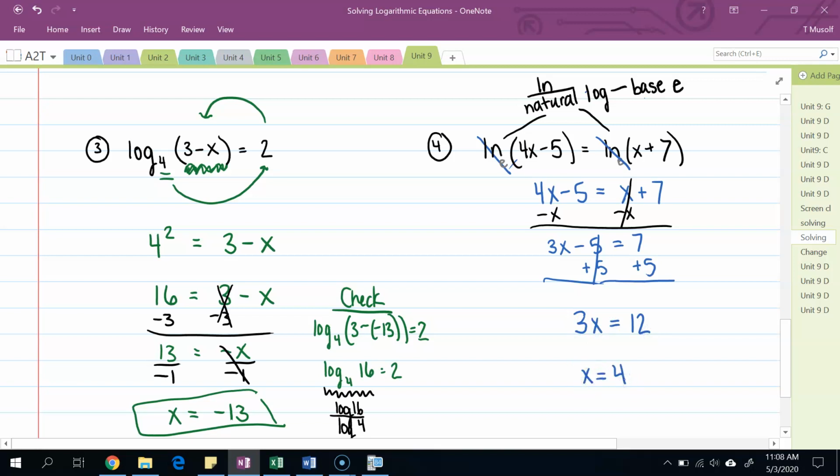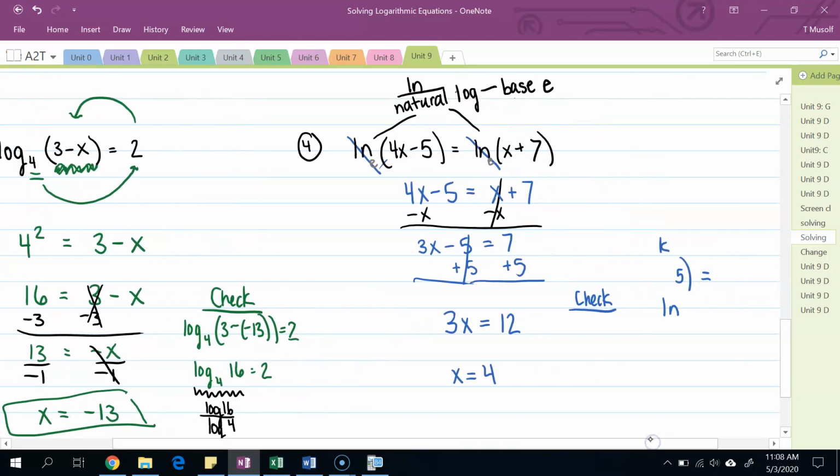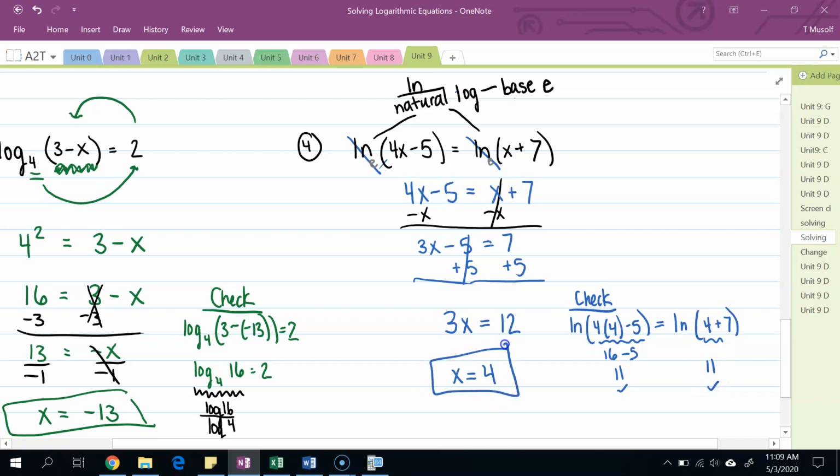And again, before I circle it, I'm going to check my answer. Remember, for extraneous, you're really just checking that what's inside the log is not negative. So I want the natural log of 4 times 4 minus 5. Really, I just want this part to not be negative. So again, I'm just going to do it in my head. That's 16 minus 5. That's 11. So we're good there. And I'll check the other side. x plus 7, so that'd be 4 plus 7. That's also 11. So I'm good. So x equals 4 is my answer.